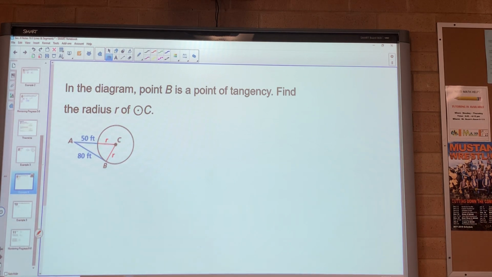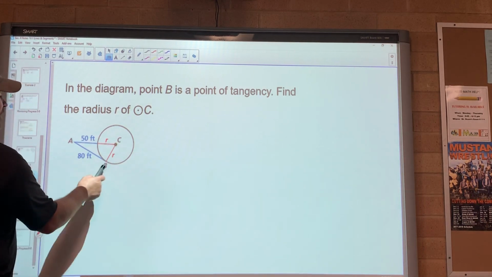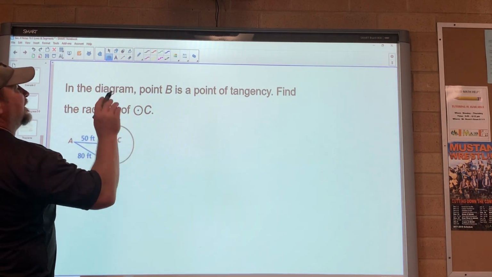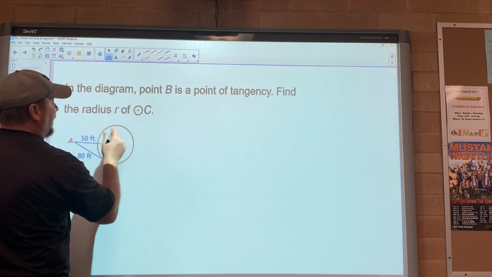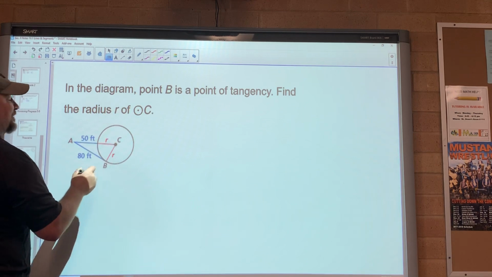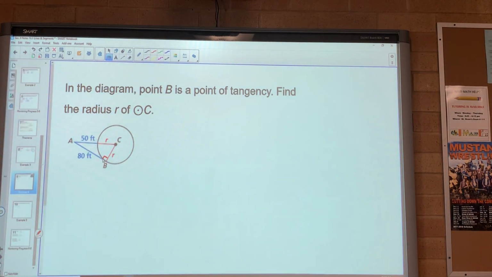All right. In the diagram, point B is a point of tangency. So they're saying this is a tangent point. So therefore, this is a right triangle. It says find the radius of circle R, or find the radius R of circle C, sorry. So we know that is a tangent. So we know that's a 90.